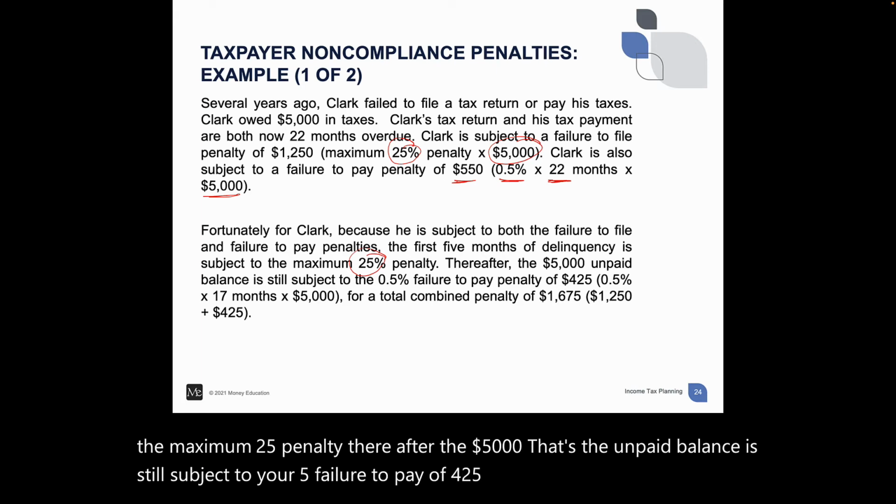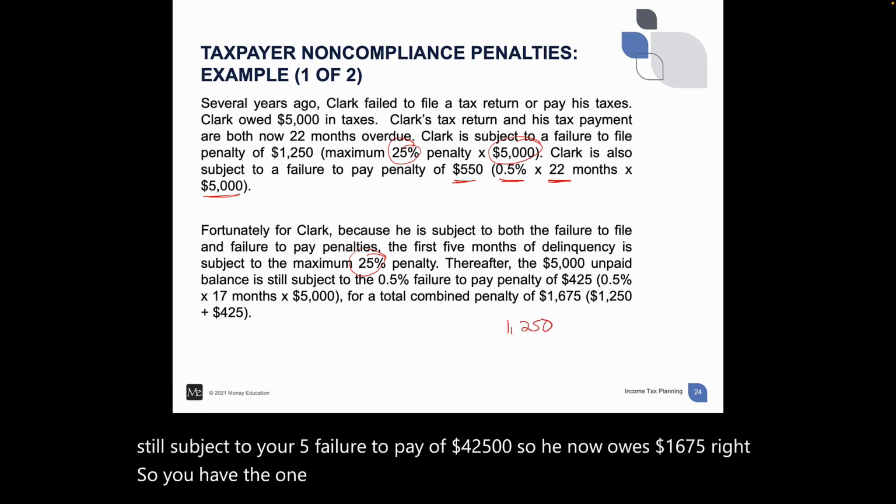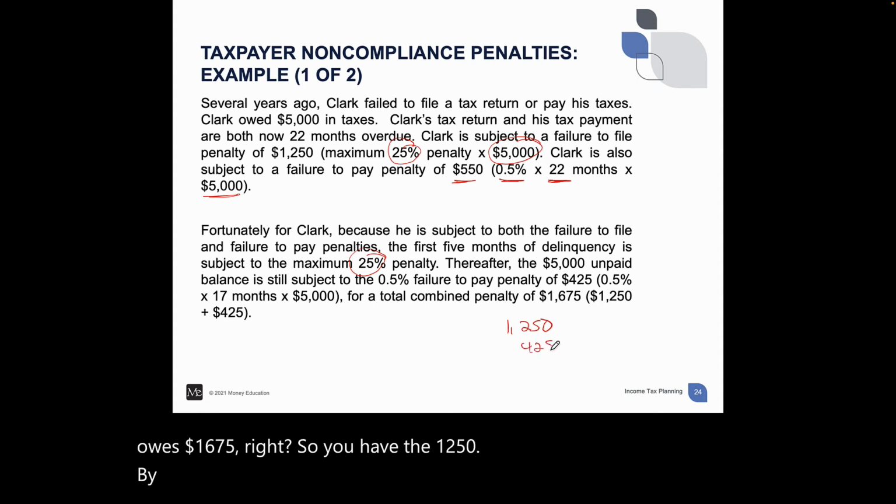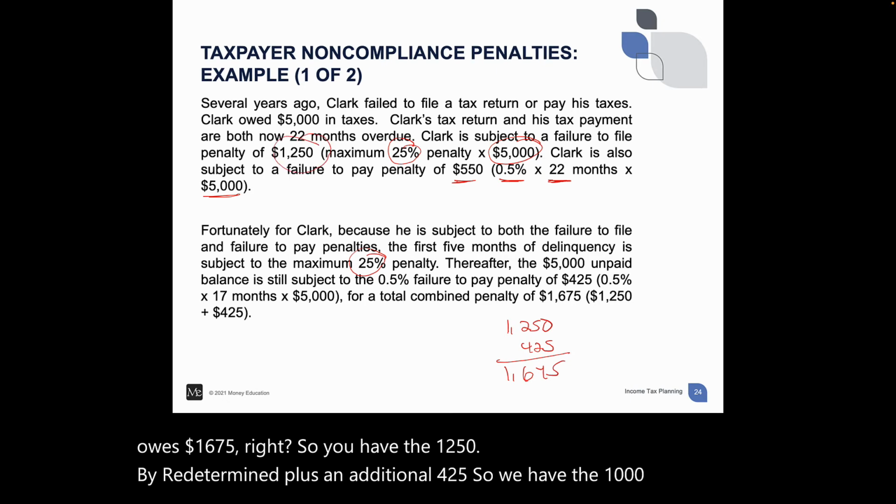So he now owes $1,675, right? So you have the $1,250 that we determined plus an additional $425. So we have the $1,650. Lovely.